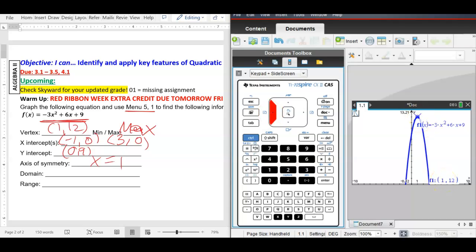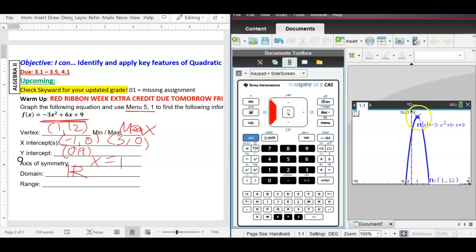Now, domain and range. We talked about this yesterday and Monday, and say it again. For a quadratic, it goes forever to the left and forever to the right. So what do I put for the domain? All real numbers. You could also put negative infinity to positive infinity. It means the same thing. But the range is not always the same. So how far down does this go if it keeps going down, down, down forever? Negative infinity.